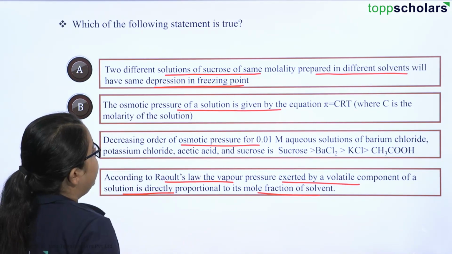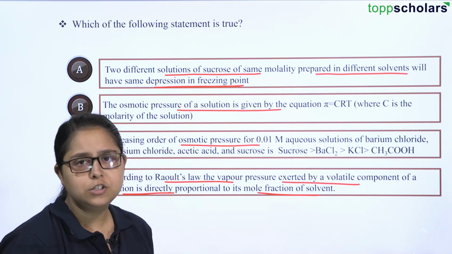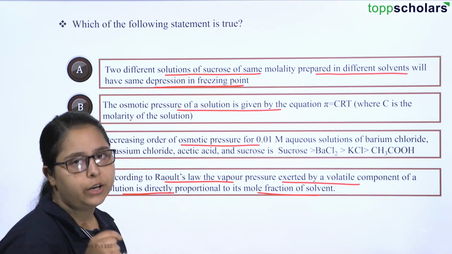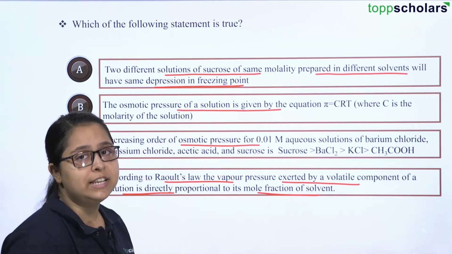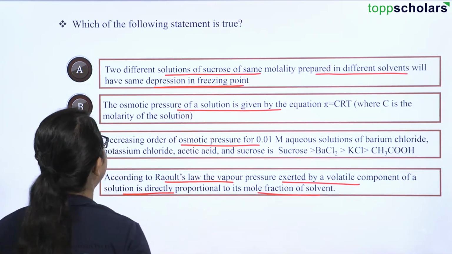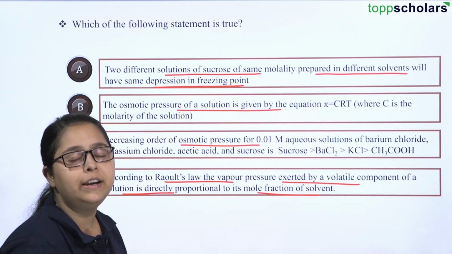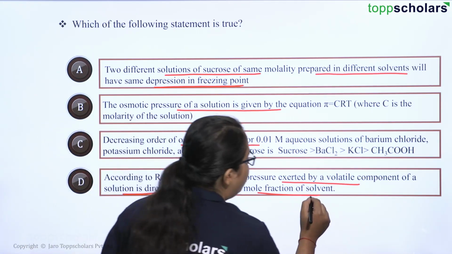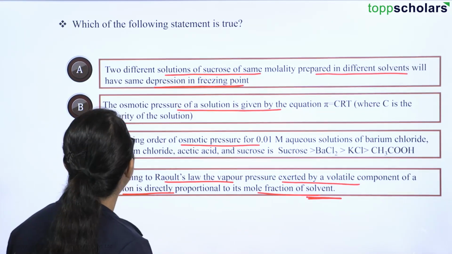First of all, in option A, since we are having different solutions, that means you are having different solvents also, right? Hence, there would be no same depression in freezing point. There will be different values of this depression in freezing point. Over here, this statement, kindly have a look, maybe this statement is correct. Over here, the sequence given to you is incorrect. See if you can find out what the correct sequence is. And lastly, for here, we have mole fraction of solvent. Here, solution should be there. Let us have a look.